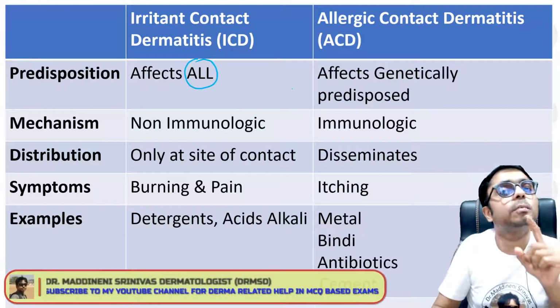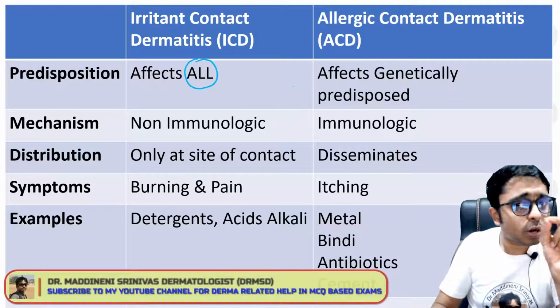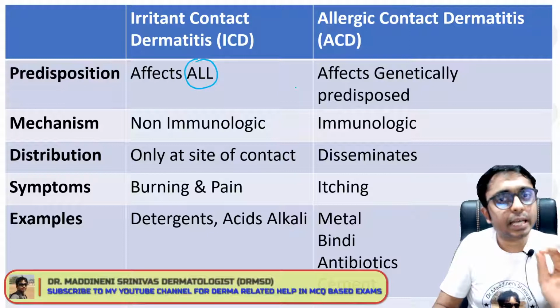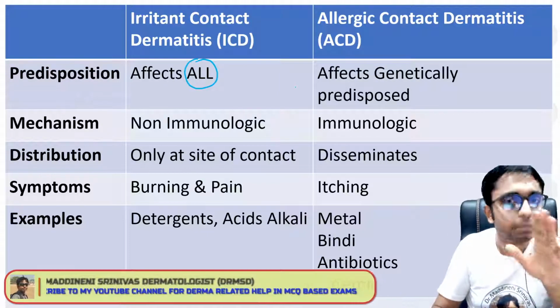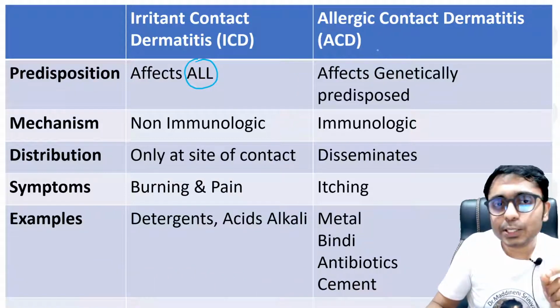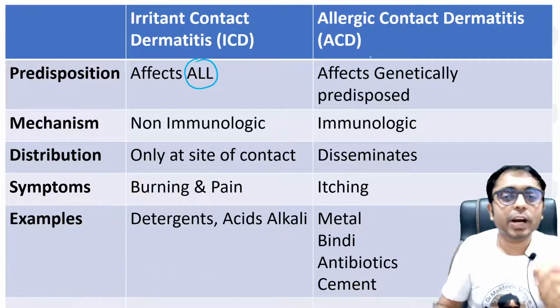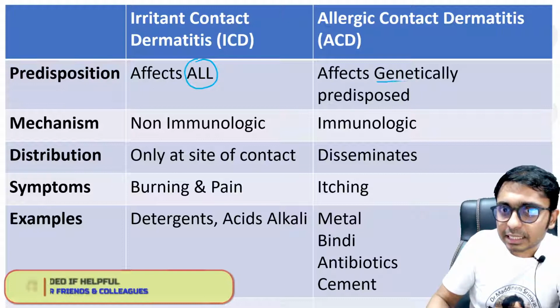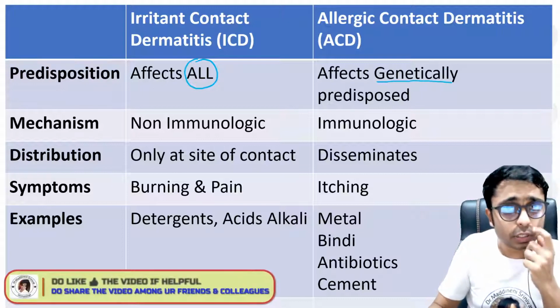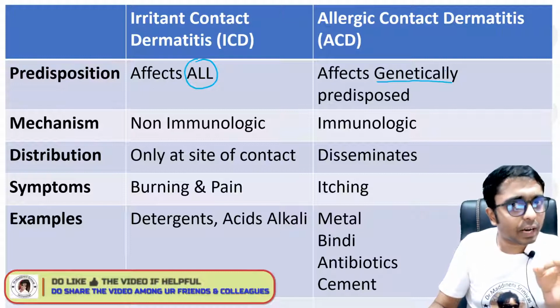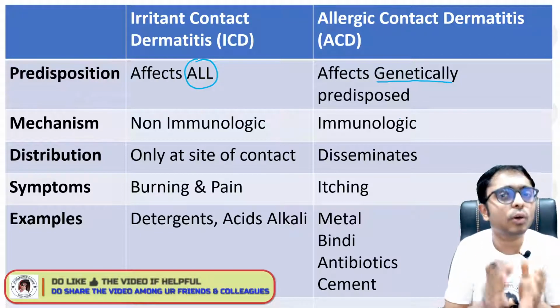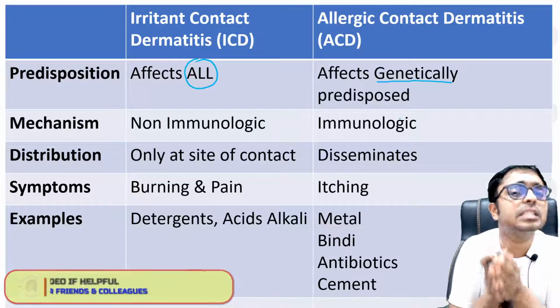Irritants, they are going to develop the skin changes. So there is no predisposition in ICD. All the individuals who have come in contact with the irritants are going to develop the skin lesions. Whereas in allergic contact dermatitis, it is very interesting. Why? Because there are certain genetically predisposed individuals who are going to develop the skin inflammatory or eczematous changes only when they come in contact with certain allergens.